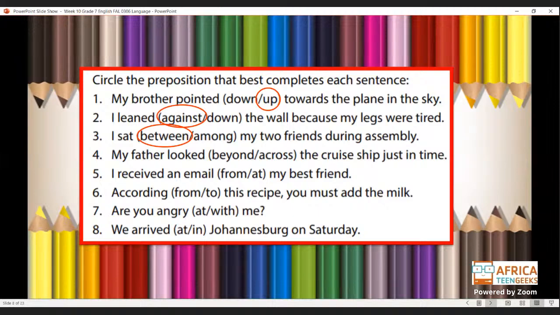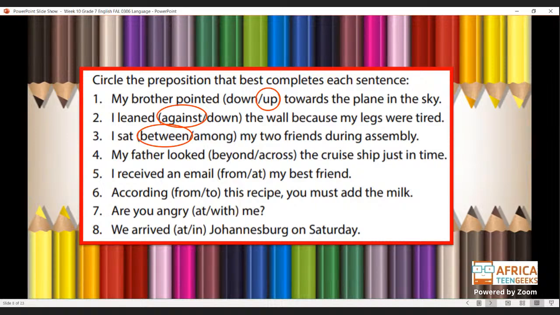My father looked beyond or across the cruise ship just in time. What do you think that one's going to be? I think we're going to have a few mixed reviews here. Now remember, across is used when you are moving somewhere. You're walking across the road. You're running across the field.